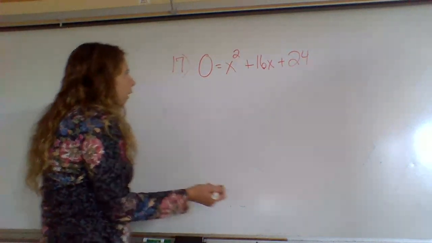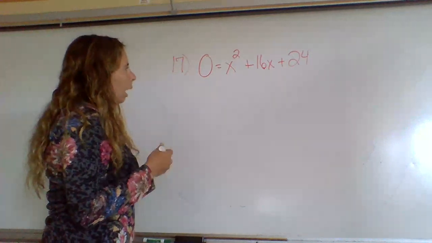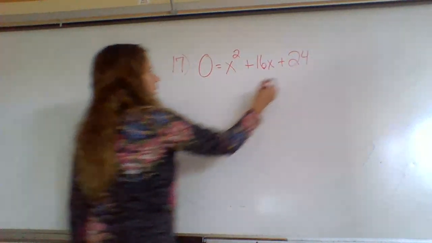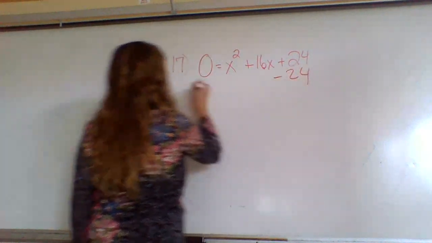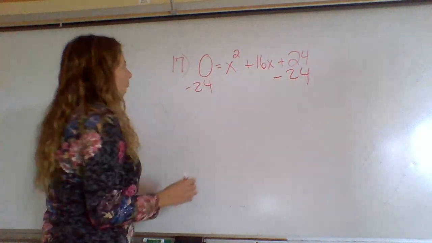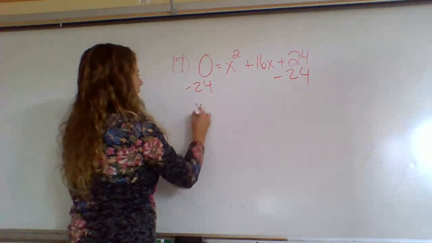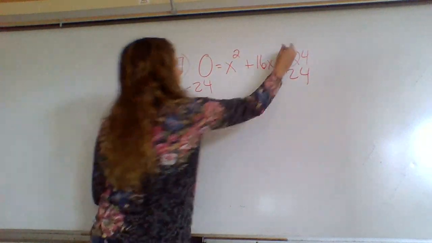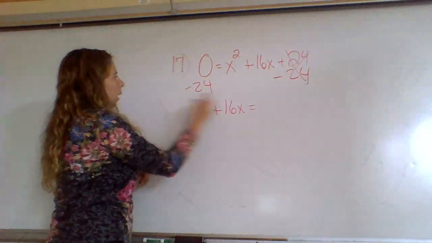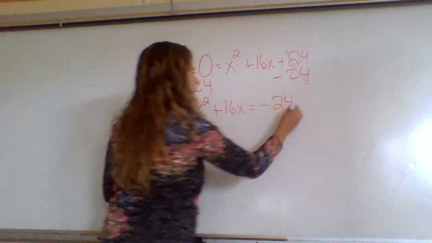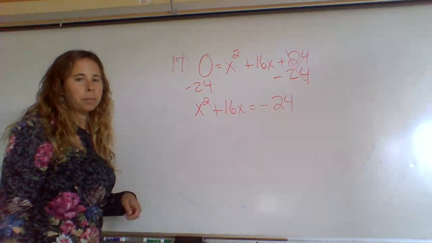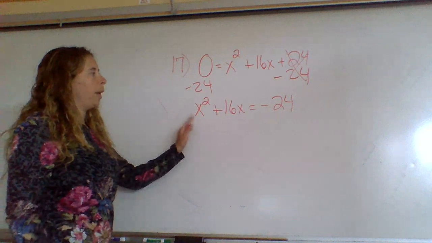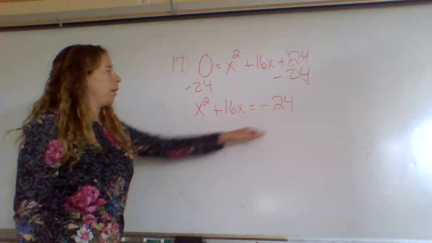So to complete the square, I would move c over to the other side. So I'm going to subtract 24. And then I'm going to rewrite it. So I'm going to have x squared plus 16x equals, this is gone, negative 24. Okay? So I rewrote it the other way because I like it better this way. And then I have negative 24 over here.